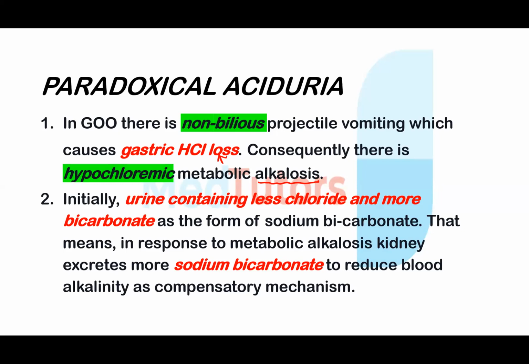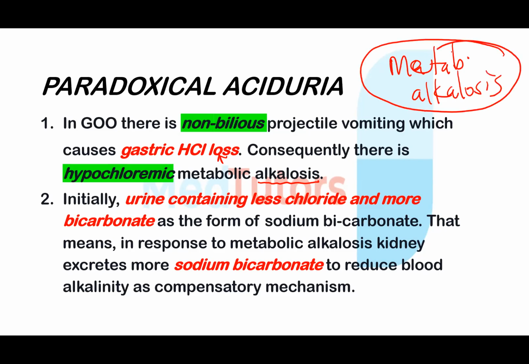Now, you should know initially the urine contains less chloride and more bicarbonate. As the form of what? Sodium bicarbonate. Now, because this patient is already alkalotic, because he has lost so much acid, they have metabolic alkalosis. The body wants to get rid of this metabolic alkalosis, so they tend to lose a lot of alkali, which is bicarbonate, in the urine. And this is lost in the form of sodium bicarbonate.